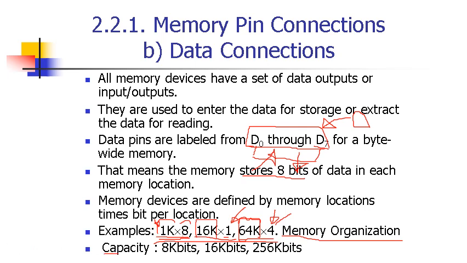while the capacity is the total number of bits. For example, this memory has a total number of bits equal to 1k times 8, which is 8k bits, while this memory, organized as such, contains a total number of bits equal to 16k times 1, which means 16k bits, while this third one contains a total number of bits equal to 4 by 64, which is 256k bits.